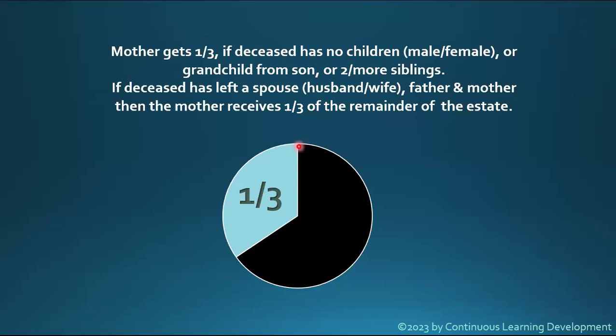The mother, she gets a third if the deceased has no children, male or female, or grandchildren, or a grandchild from the line of the son, or two or more siblings. So she doesn't have any of the following: no children, male or female, no grandchild that is male, and no siblings, two or more. If the deceased has left a spouse, for example a husband or wife, then with father and mother, the mother receives a third of the remainder of the estate. So she gets a third by default.